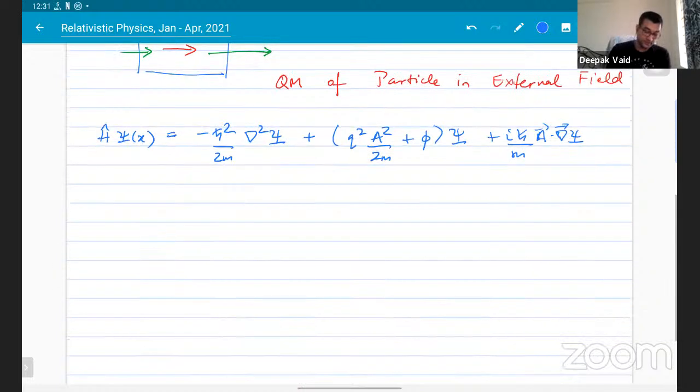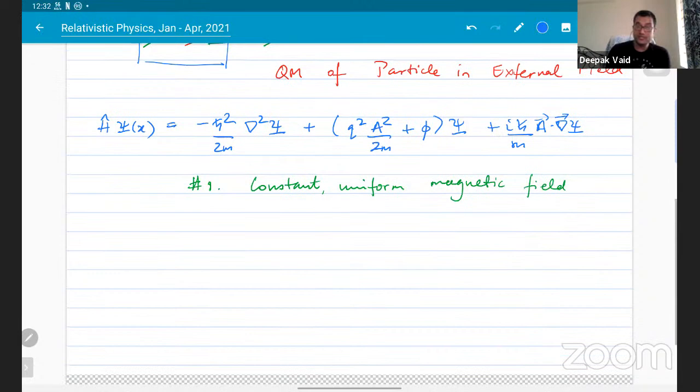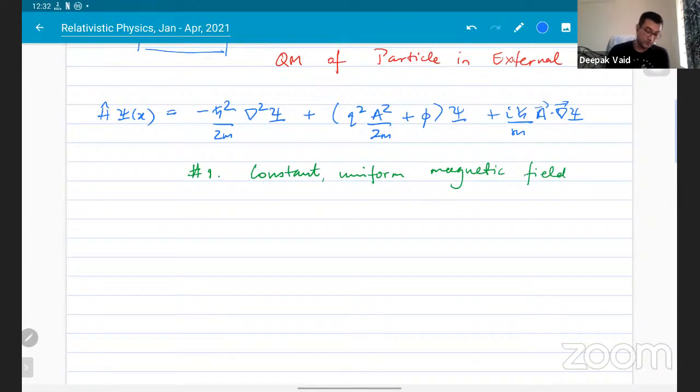So this term, we will solve it for a special case. Okay. We'll look at the case of a constant uniform magnetic field. So that's what we're going to do first. Now, this is an external magnetic field, right? Not something that is there due to the motion of the particle itself.